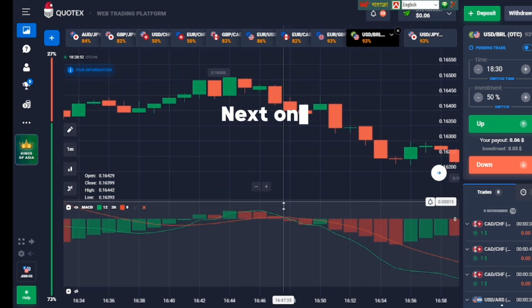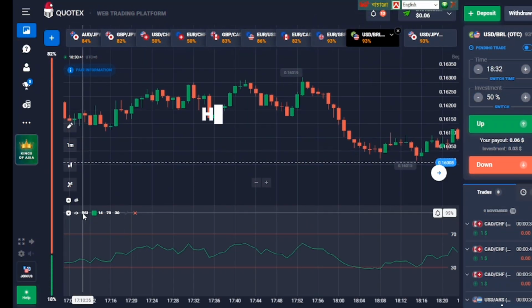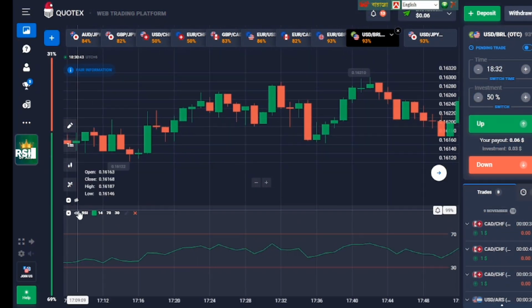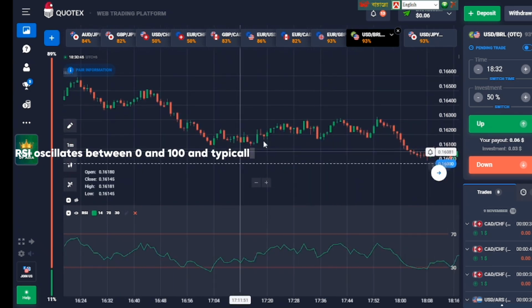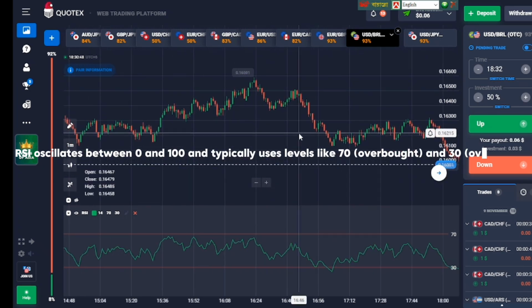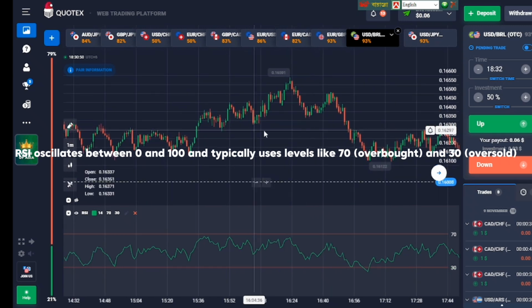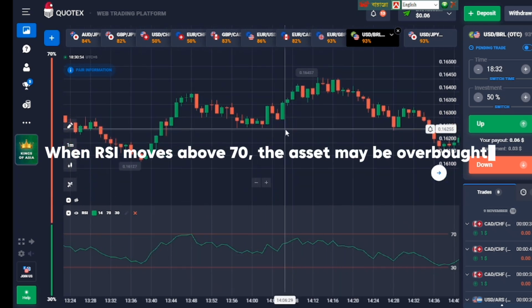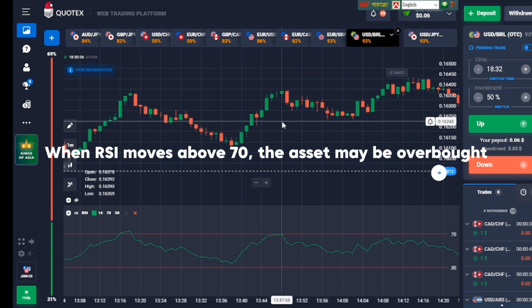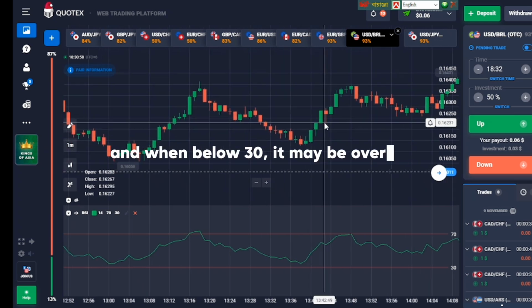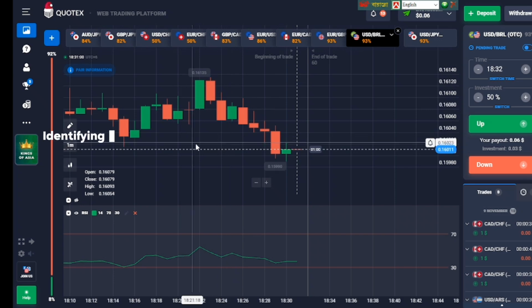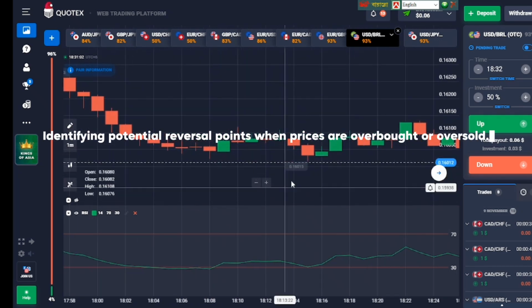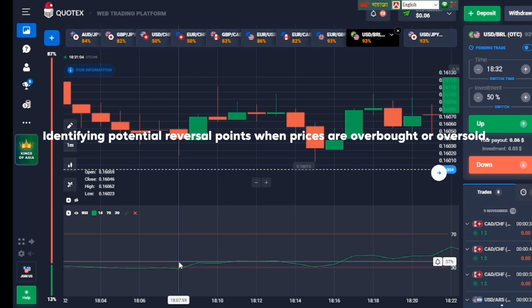Next one, RSI. How it works: RSI oscillates between 0 and 100 and typically uses levels like 70 overbought and 30 oversold. When RSI moves above 70, the asset may be overbought, and when below 30, it may be oversold. Best for identifying potential reversal points when prices are overbought or oversold.